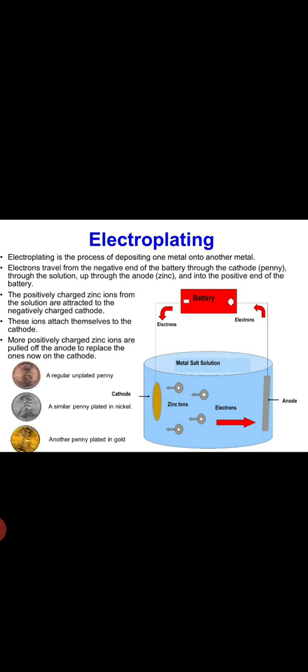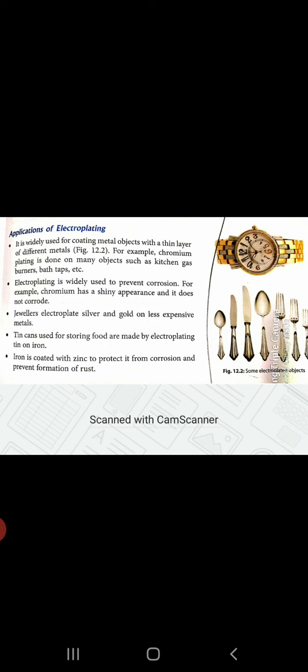So electroplating is the process of depositing a thin layer of one metal over another metal by the method of electrolysis. So जहाँ पे हम जो इस metal को हम deposit कर रहे हैं, it should be less reactive than the metal on which it is getting deposited. Now there are many applications of electroplating, children, that we see in our day-to-day life. Electroplating is used for coating metal objects with a thin layer of different metals. For example, chromium plating is done on many objects such as kitchen gas burner, bath taps, etc.